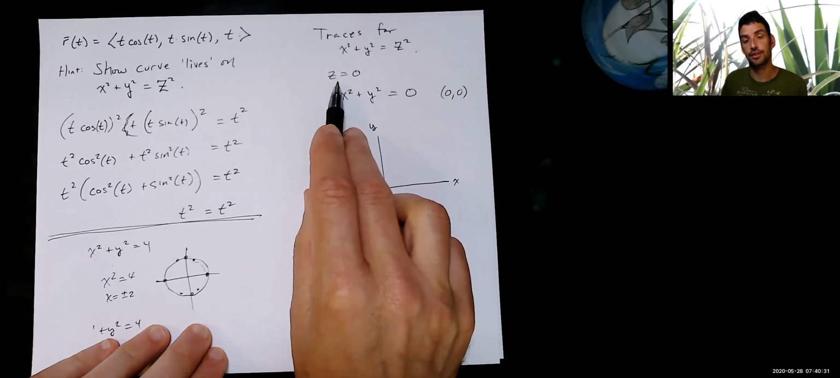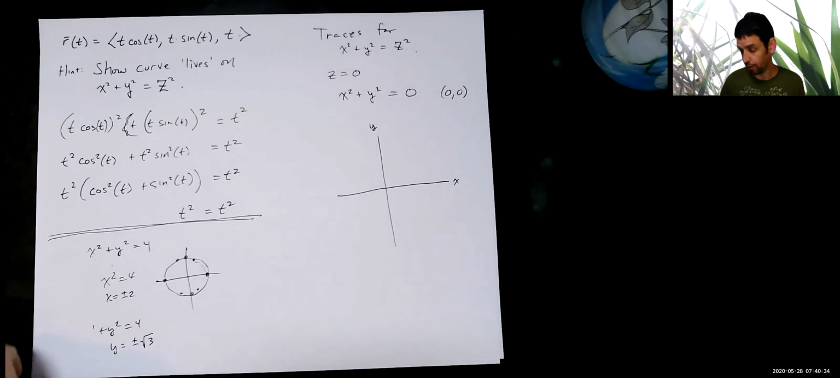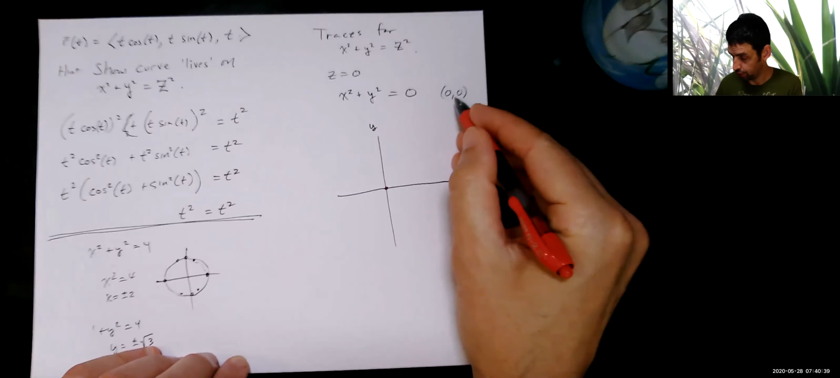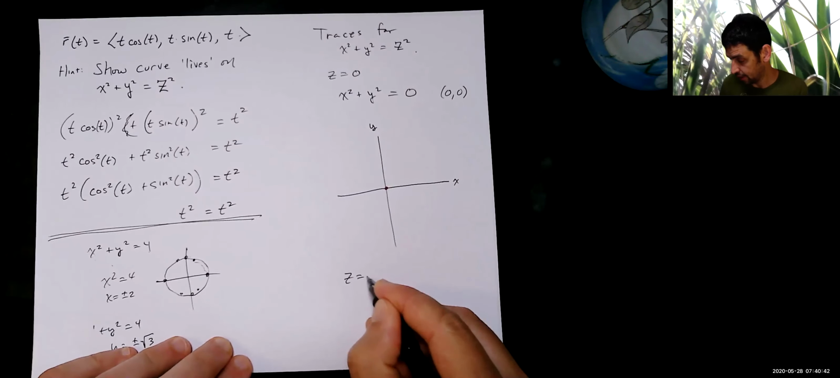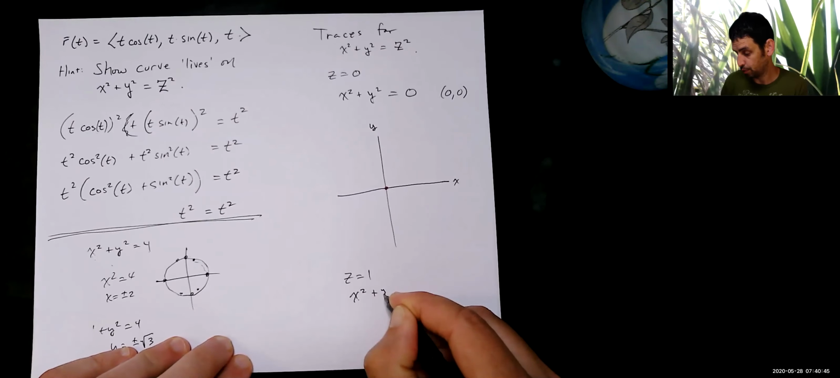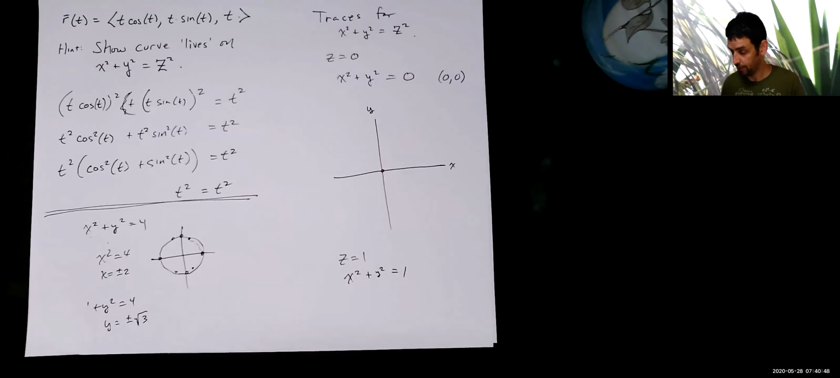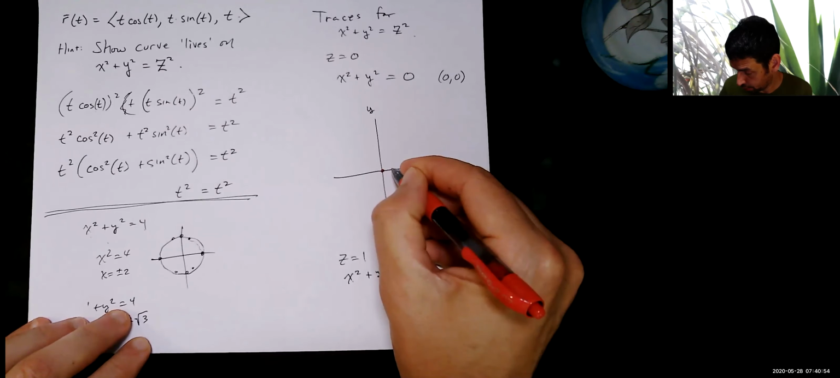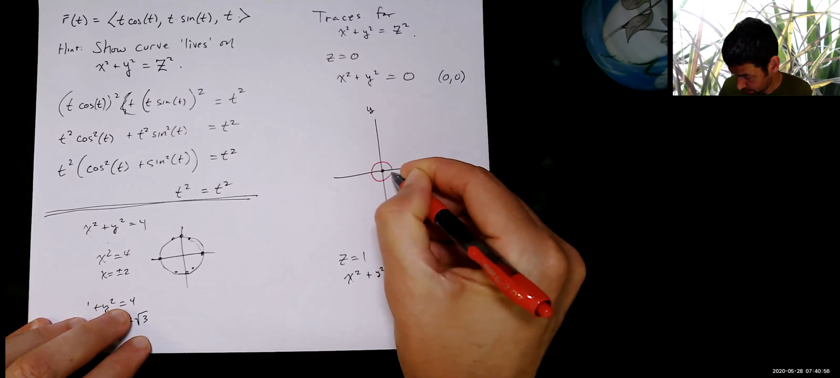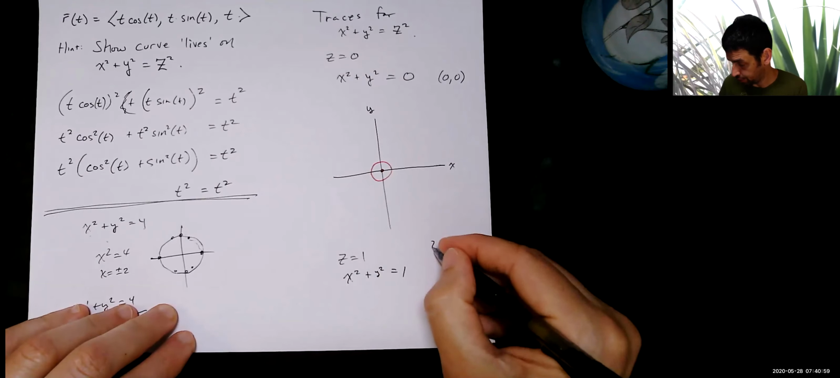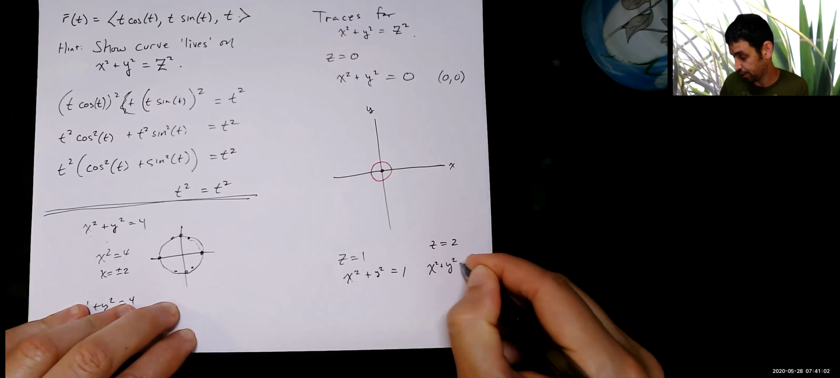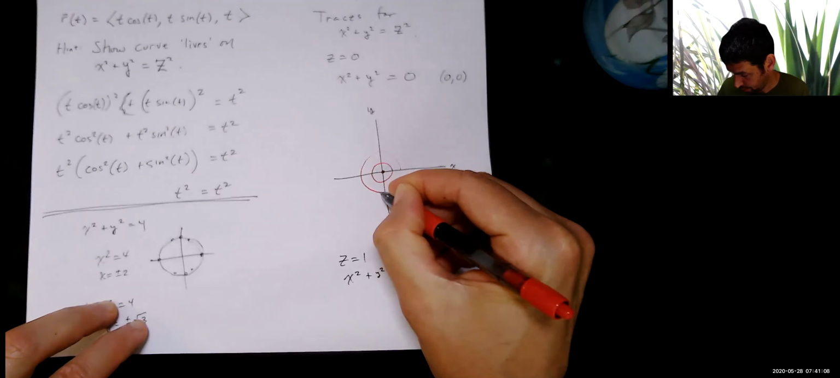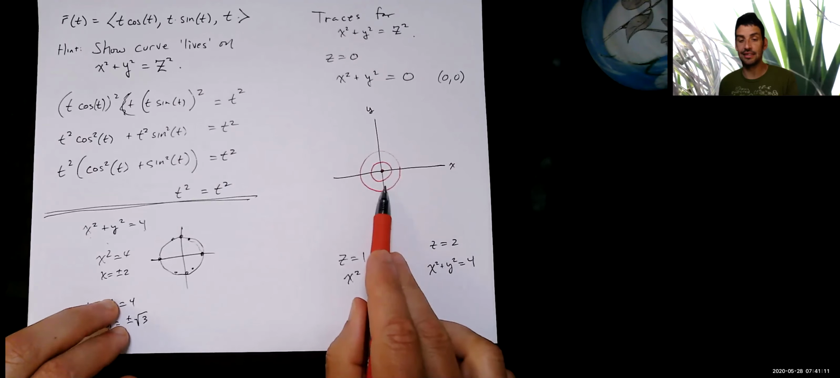So at the level where z is equal to 0, the surface only has one point, the origin, right? Let's look at z equals 1, then we get x squared plus y squared equals 1. Well, this is a circle with radius 1, center at the origin. If z were equal to 2, we'd get x squared plus y squared equals 4. Well, we get a circle with radius 2, right?